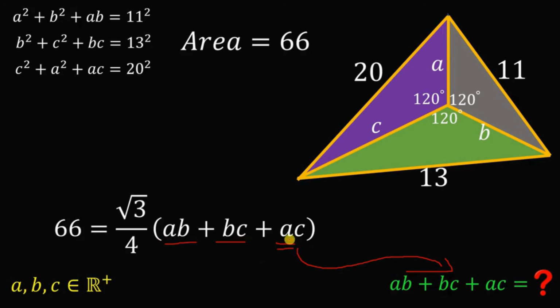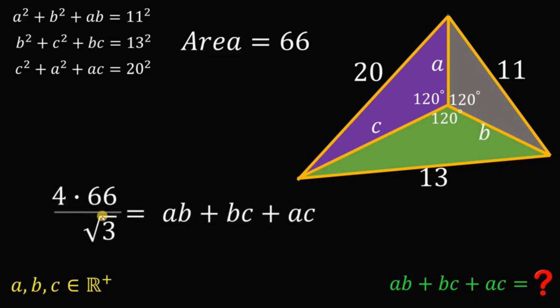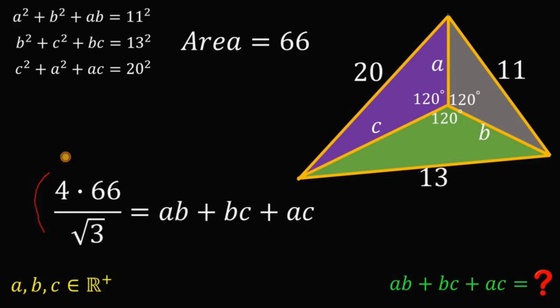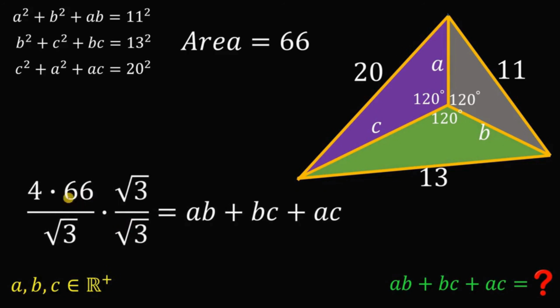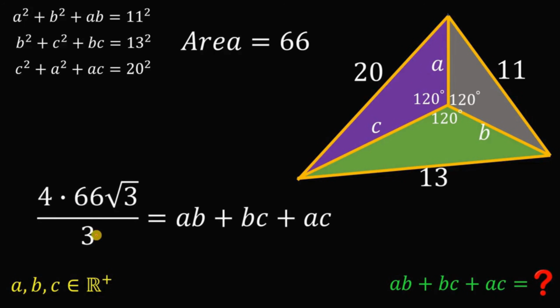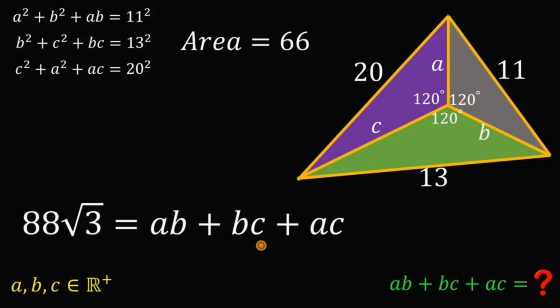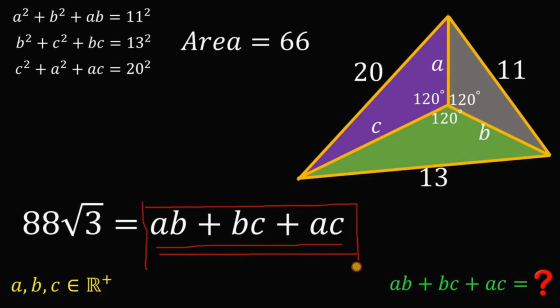Alright, so to find the value of AB plus BC plus AC, let's multiply both sides by 4 first. And then let's divide both sides by square root of 3. Now, let's rationalize this expression on the left-hand side of our equation. Let's multiply this by square root of 3 over square root of 3. Multiplying this, the denominator becomes square root of 9, or simply 3. Now, 66 divided by 3 will give us 22. And 4 multiplied by 22 square root of 3 will give us 88 square root of 3. And that is the numerical value of AB plus BC plus AC.